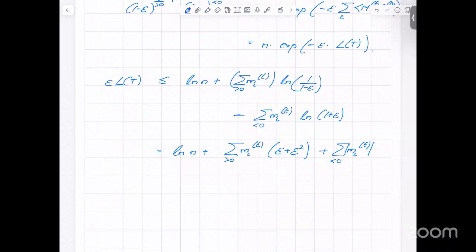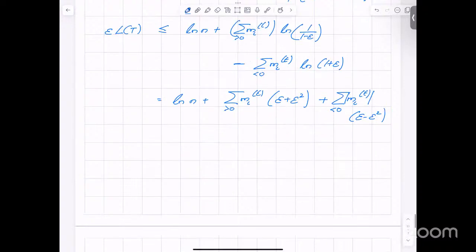I want to now bound ln 1 plus epsilon from above, and this bound from above is epsilon minus epsilon square. This is an upper bound. So plus epsilon times summation of m_i^t.